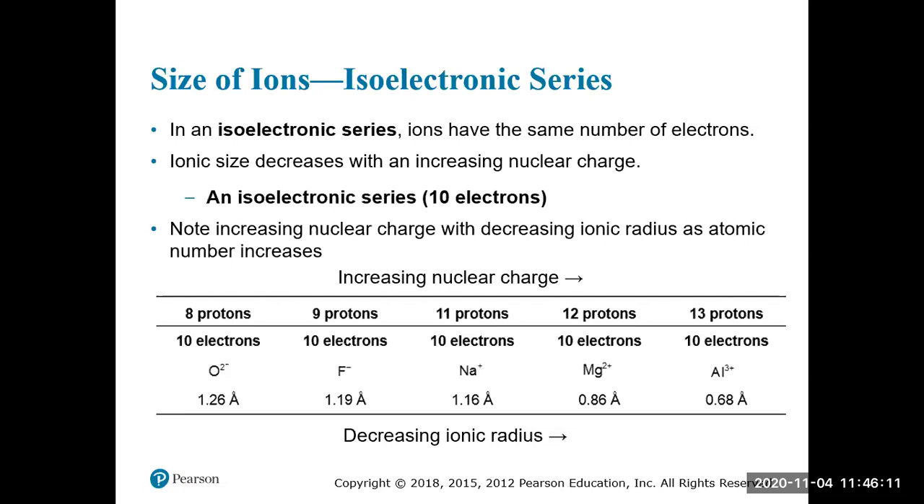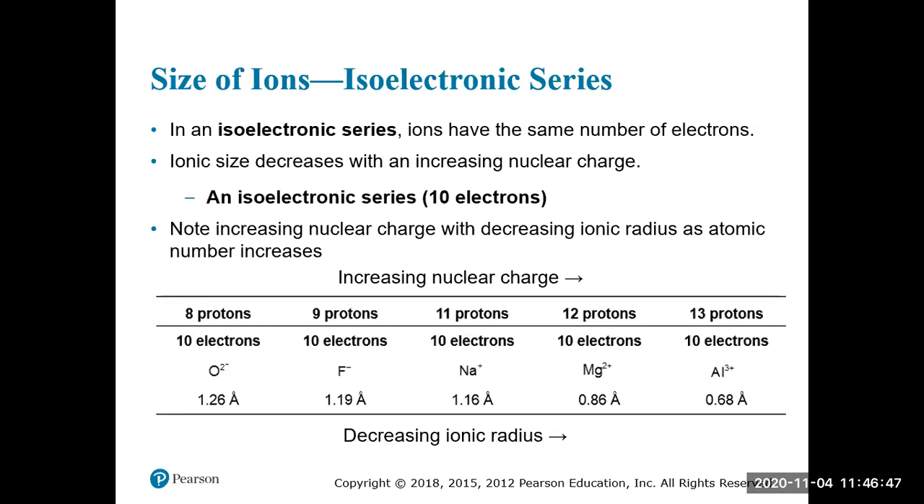And we see down at the bottom, the ionic radius is getting smaller as the number of protons increases. So the protons go from 8 to 9, then 11, 12, 13. And so what happens is you're increasing the nuclear charge as you go with these more protons, with the same number of electrons. You get a decreasing ionic radius as the number increases.